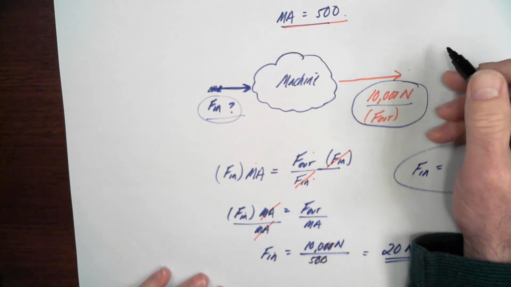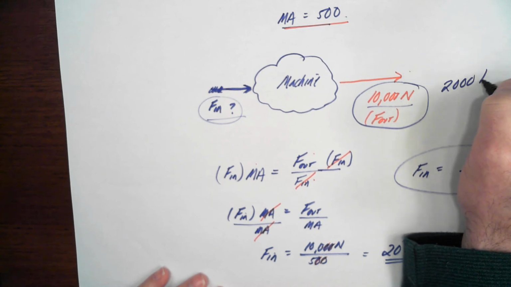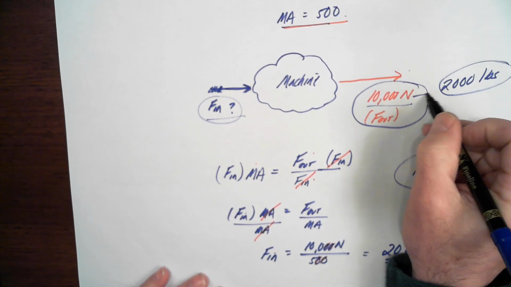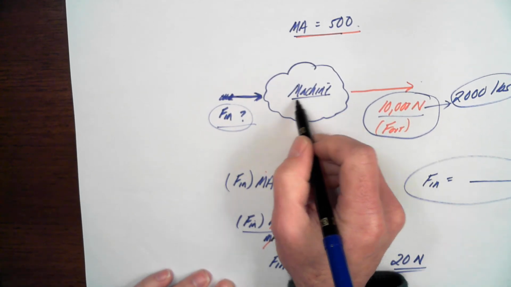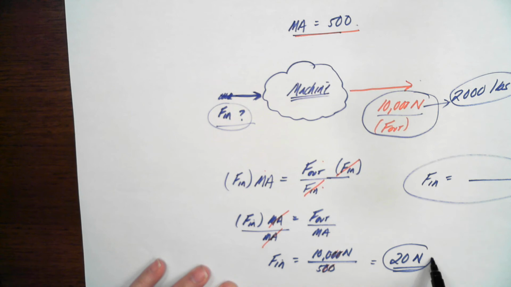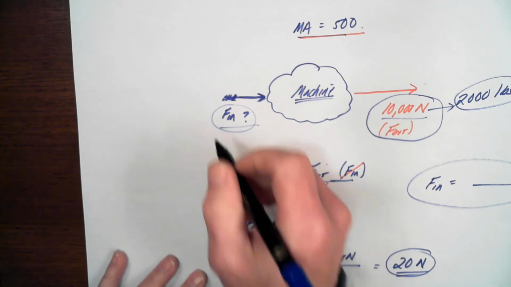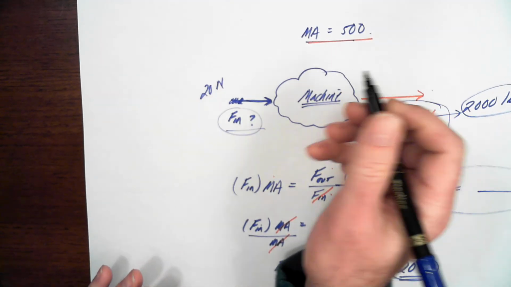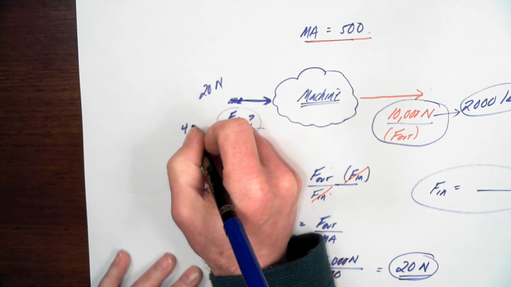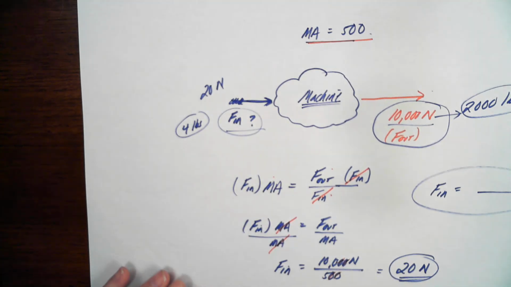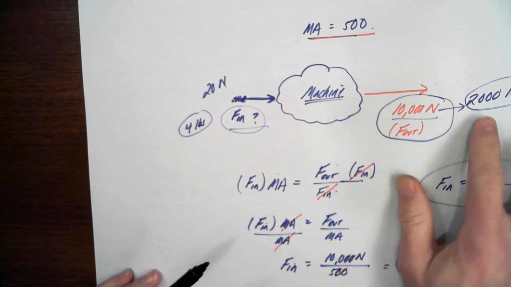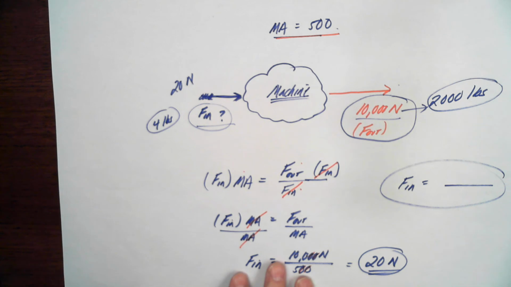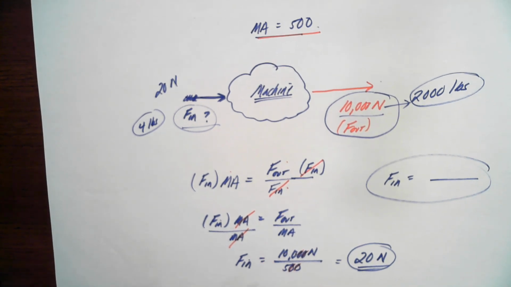Okay, 10,000 newtons is around 2,000 pounds. That's a pretty significant force. And with this particular machine, all you have to do is put in 20 newtons. What's that? That's about 4 pounds. That's like the weight of a couple of textbooks. And you're going to get 2,000 pounds, which is plenty enough to lift up like my car to change a tire. So that's pretty good.